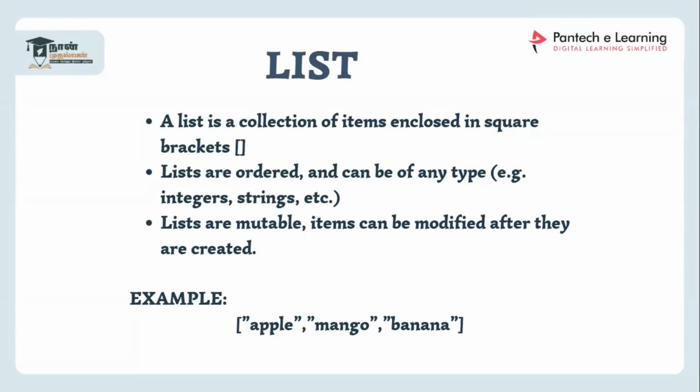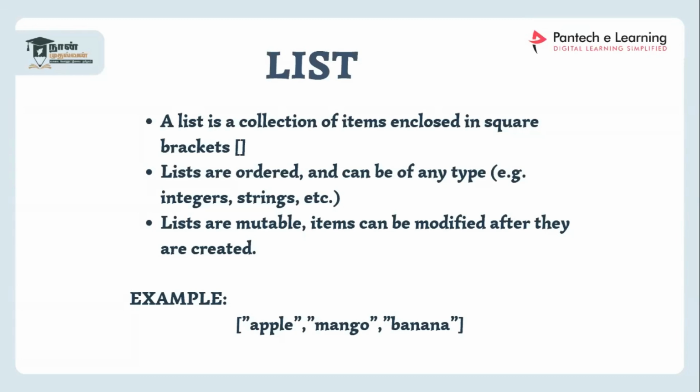We have already seen strings, right? Yesterday we saw string methods: how to create a string, how to combine strings, and what the string methods are. A string is a collection of characters. Same like that, a collection of strings or words is called a list, tuple, or set.